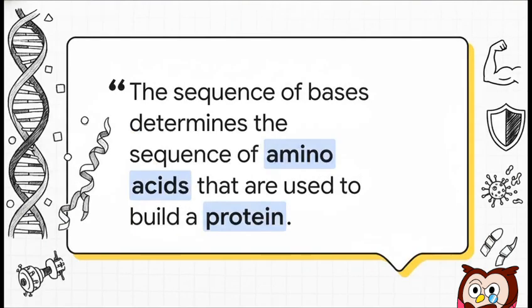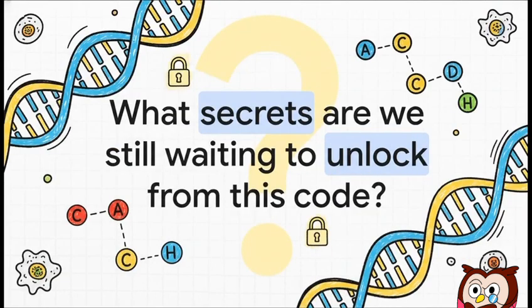And what do these instructions tell our cells to build? Well, that DNA sequence tells the cell the exact order of amino acids it needs to string together to make a specific protein. And proteins are the real workhorses of the body. They're the tiny machines that build our muscles, digest our food, and fight off germs. Pretty much everything. So it all comes full circle.